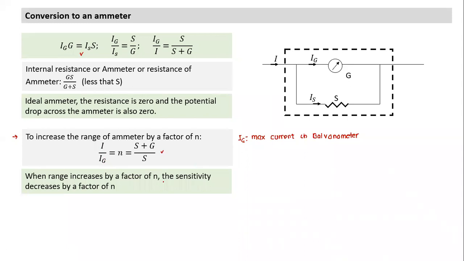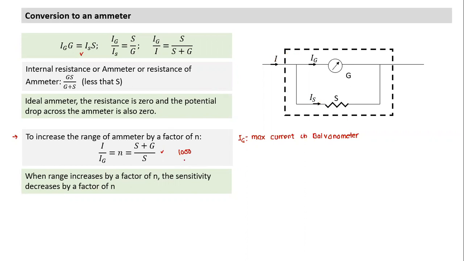When we increase the range by a factor of n, suppose n is equal to 1000, whatever maximum current is allowed in the galvanometer, I can have this current 1000 times more. So 1 by 1000 is passing through the galvanometer, and 999 of 1000 passes through the other route. So my range has increased by a factor of n.